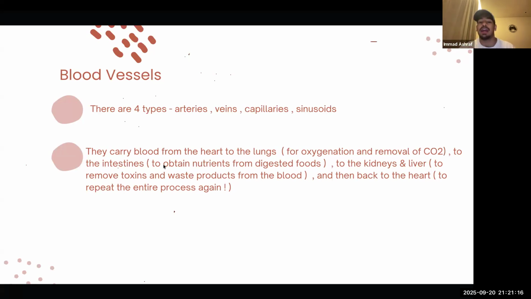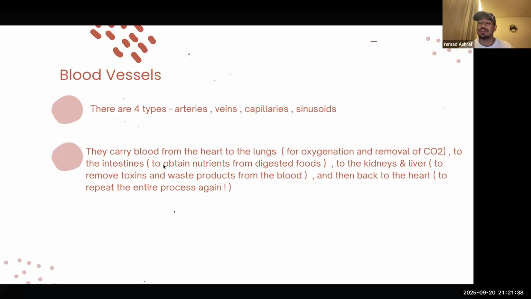So this is a vein, but it carries oxygenated blood, and this is the only exception. Capillaries are the really, really small vessels, which are so thin that you can diffuse oxygen and carbon dioxide and other stuff from them into the cells. And then the cells can diffuse the toxins and the carbon dioxide into the capillaries, okay?